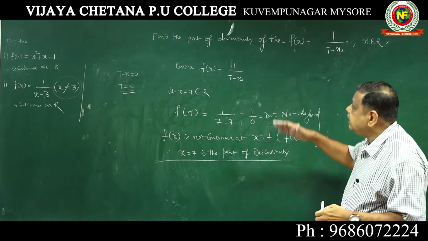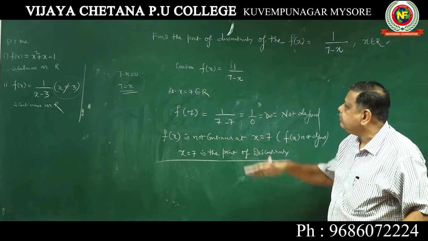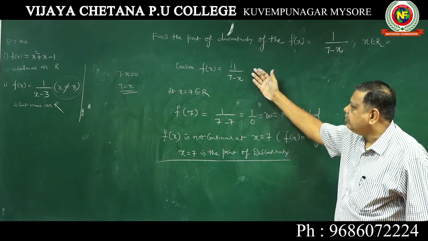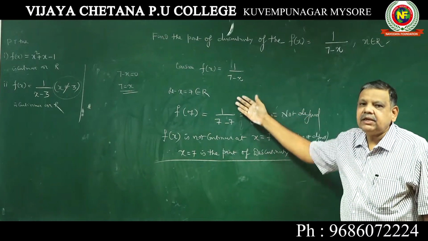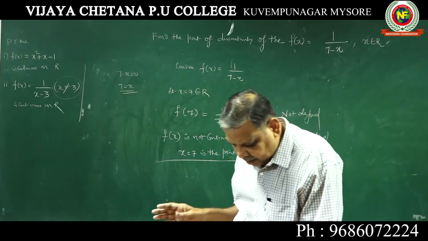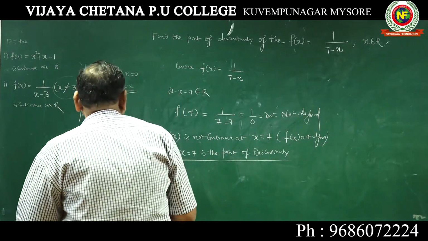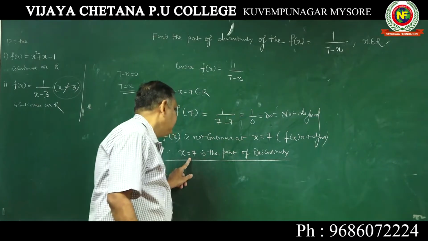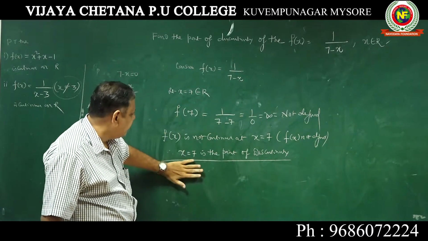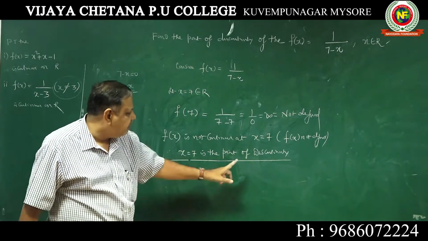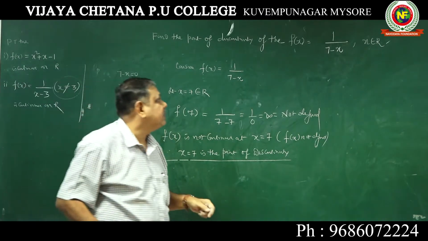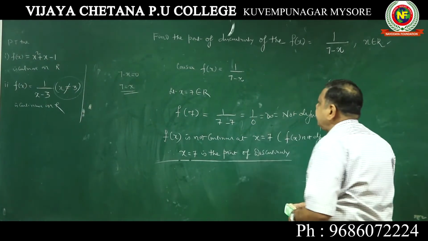Then if they ask whether all other points are continuous, definitely you take 2, 1 over 7, 5, 3, 1 over 4. All these things are defined because it is a rational function. I told you all rational functions are continuous except for x equal to 7. But here what they have asked is only to find the point of discontinuity. You should write that the point of discontinuity is x equal to 7. Understood?